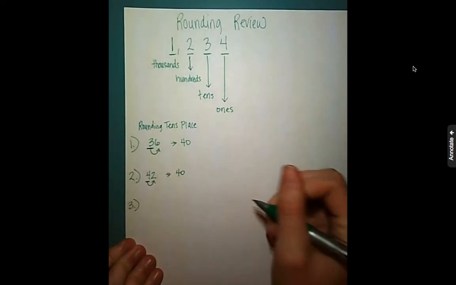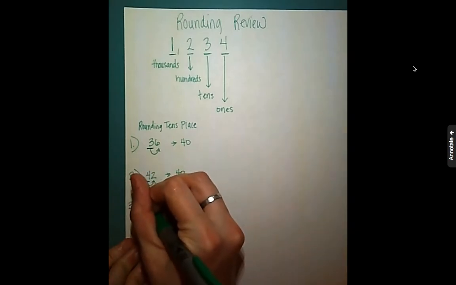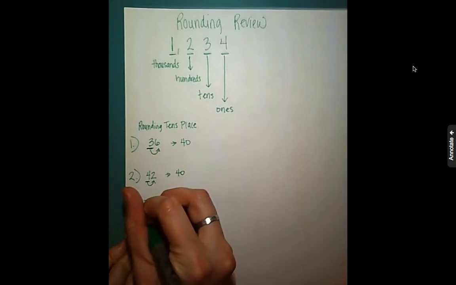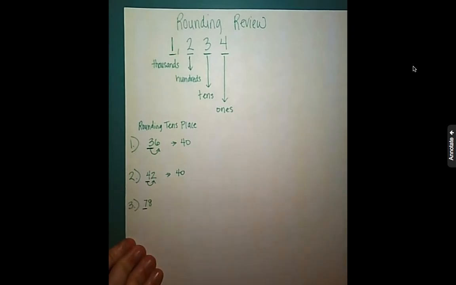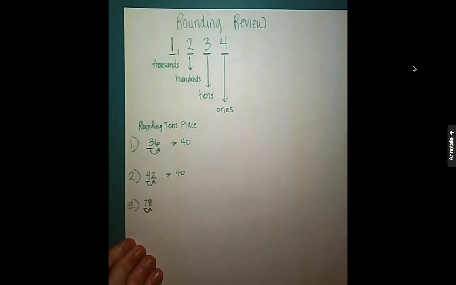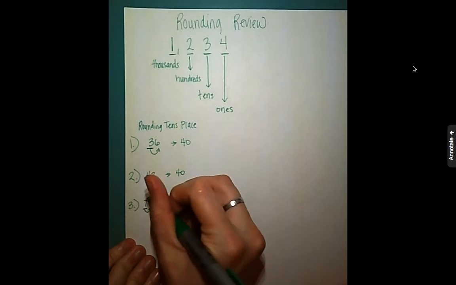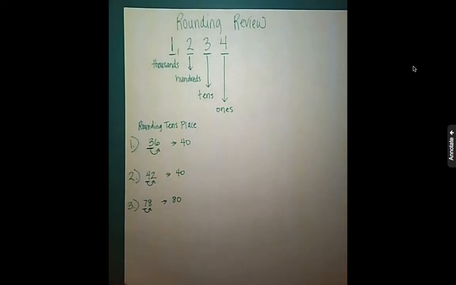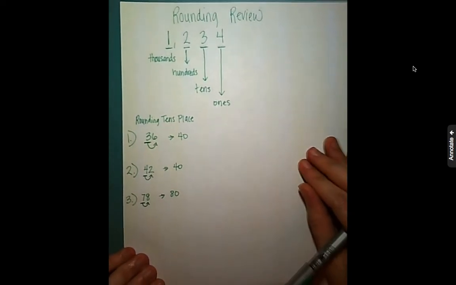Three. I'm going to do 78. So I'm looking at my tens place. That's the 7. Is 8 larger than 5? Yes, it is. So I'm going to round to 80. I hope that makes a little bit of sense now. I hope that's good review for you.